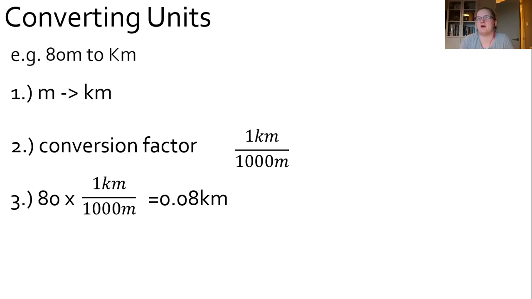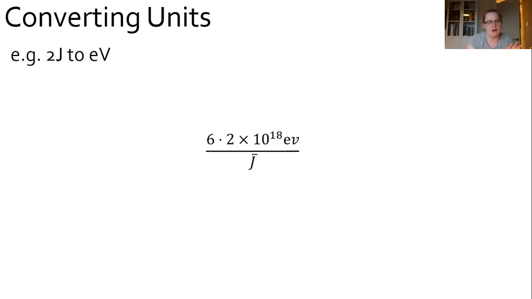It's something that will come up a lot in microscopy as well. So it's just making sure we know that we're always using the same unit. So we need to know our conversion factors. Some of them are really nice and simple. An example of a slightly more complicated one is joules to electron volts.